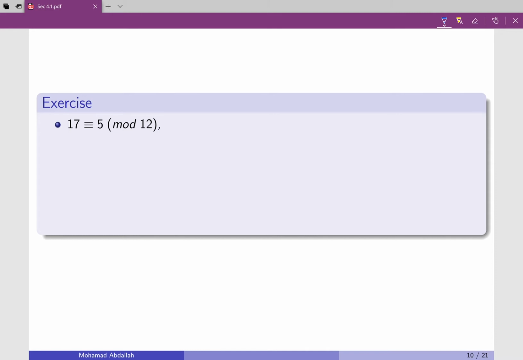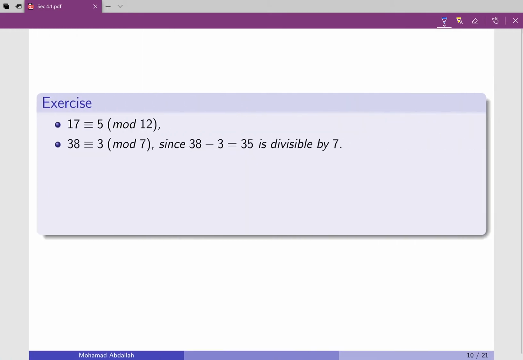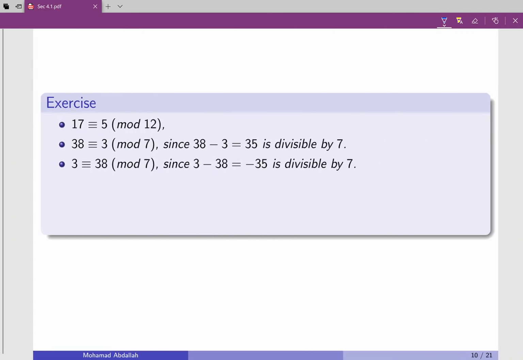Okay, so here 17 is congruent to 5 mod 12. Why? Because 12 divides 17 minus 5. Because 17 minus 5 is 12, so this is right. Okay, so I can write 17 is congruent to 5 modulo 12. Also, 38 is congruent to 3 modulo 7 because simply if you take the difference between the two numbers a and b, you get 35, and 35 is divisible by 7, or 7 divides 35. So this is true as well.